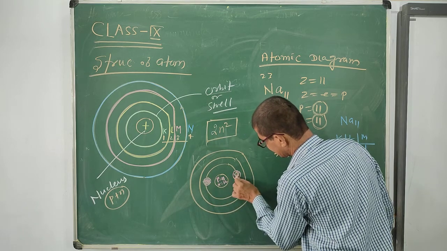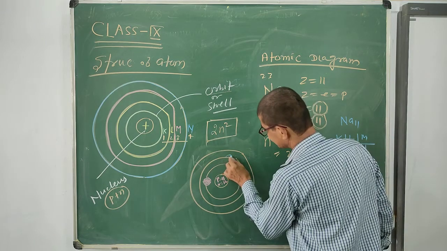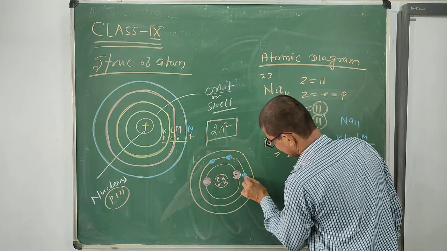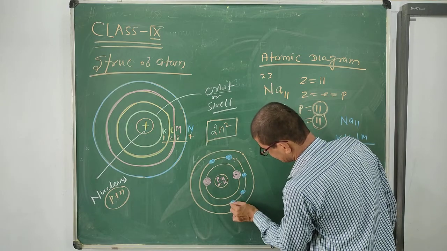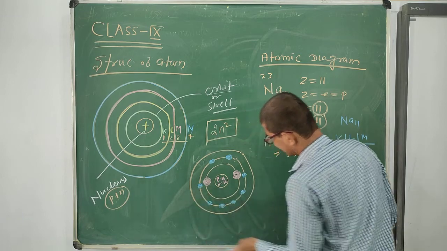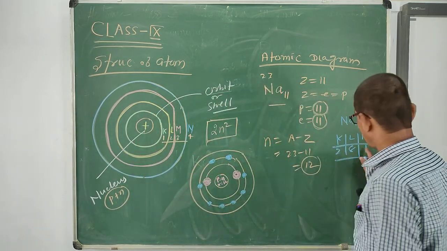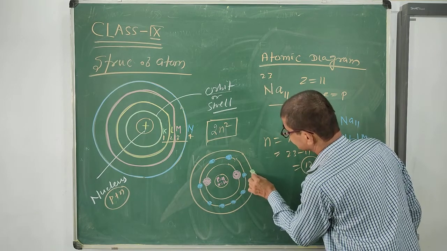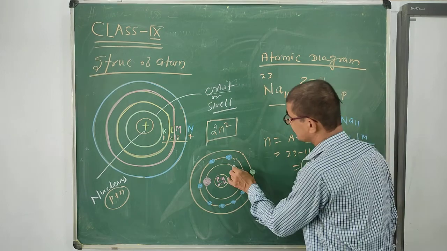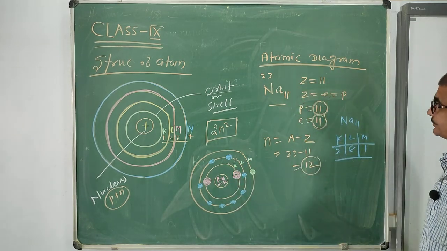2 electrons are here, and in the L shell it is 8: 1, 2, 3, 4, 5, 6, 7, 8. And finally, the M shell has 1 electron. So, this is the atomic diagram of the sodium atom.